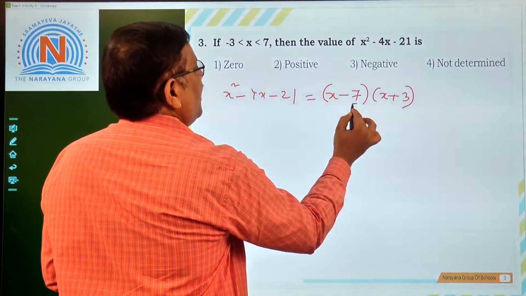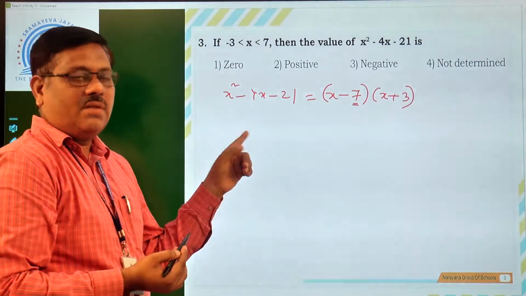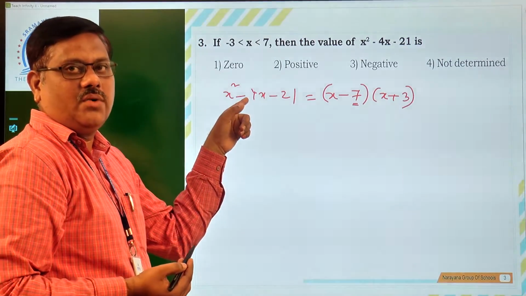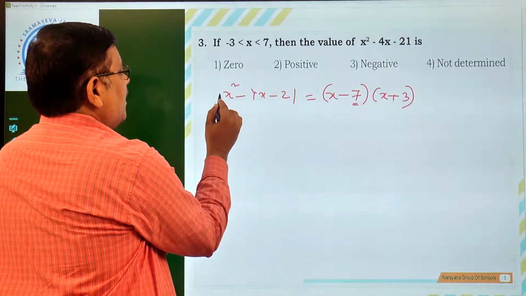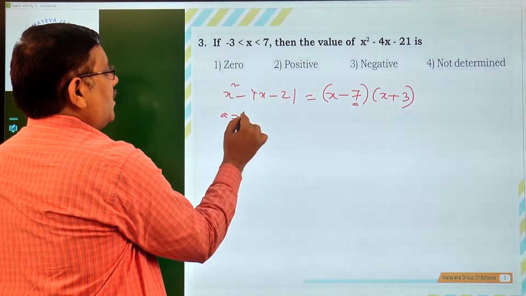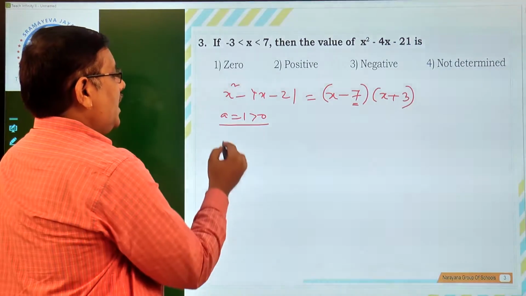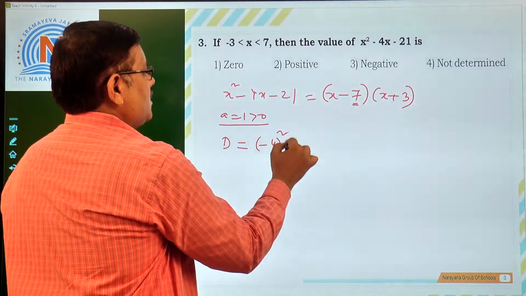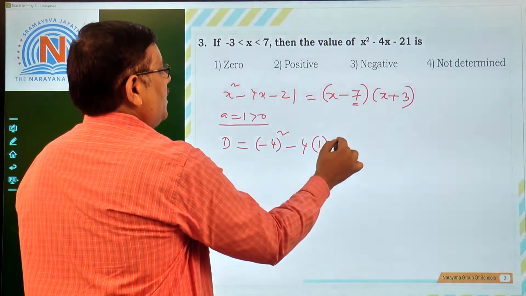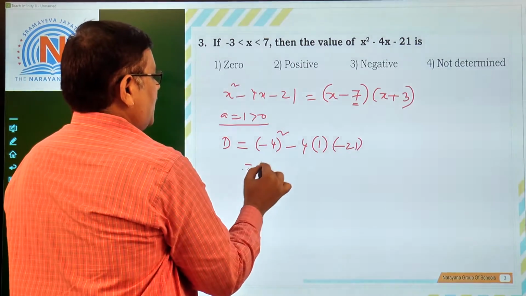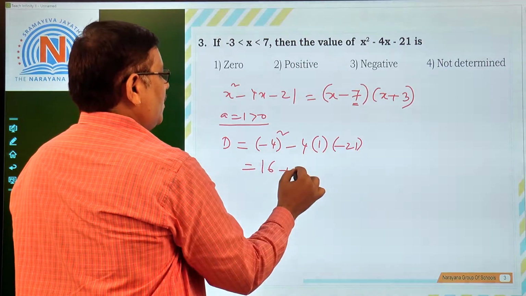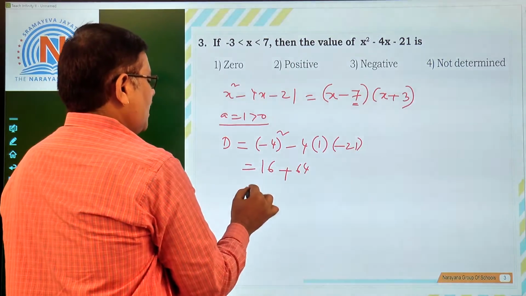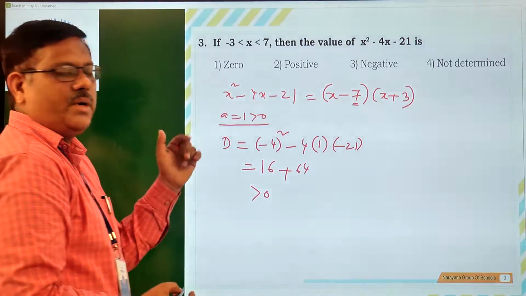So here 7 and minus 3 will become the zeros of this expression. That is what we have to understand. What is a here? The x square coefficient a is 1, that is more than 0. And again let us find the discriminant. Discriminant is b square minus 4ac, that is nothing but 16 plus 48, that is 64. Some value that is of course more than 0. Discriminant is more than 0.